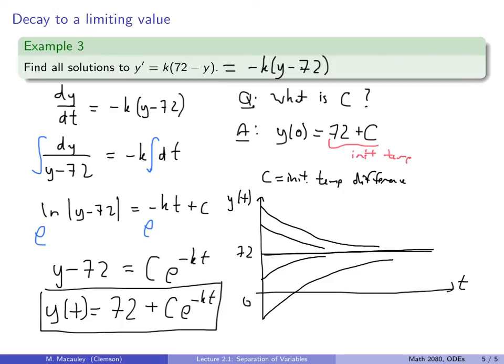Okay? Now let me finish by bringing back that idea from the last slide about what happens as we vary K. If K is large, like K is 100, then this exponential function is going to die out really quickly. Whereas if K is small, this is going to die out a lot slower. So K directly determines how quickly our thing cools off.